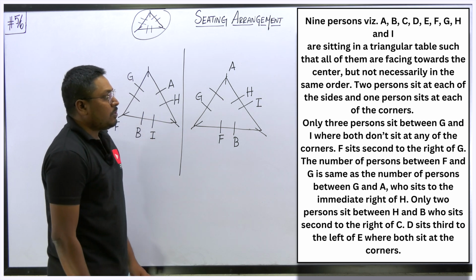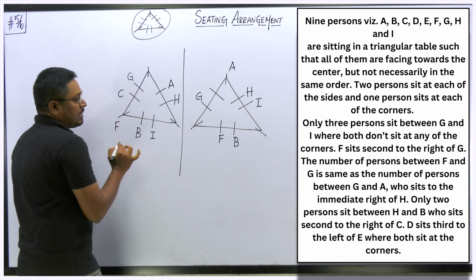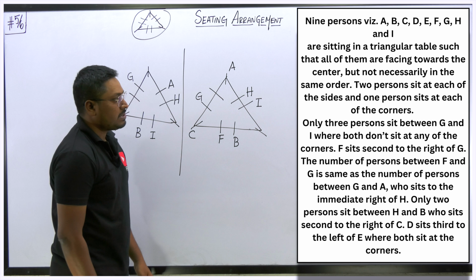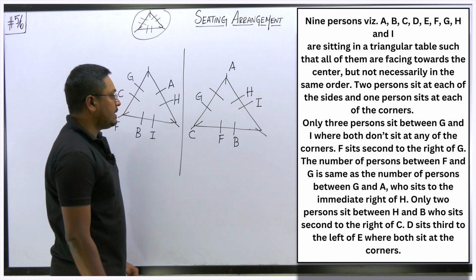So who sits second to the right of C? So C's right-hand side, at the second place, is B. So D sits third to the left of E. So E's left-hand side, at the third place, is D.